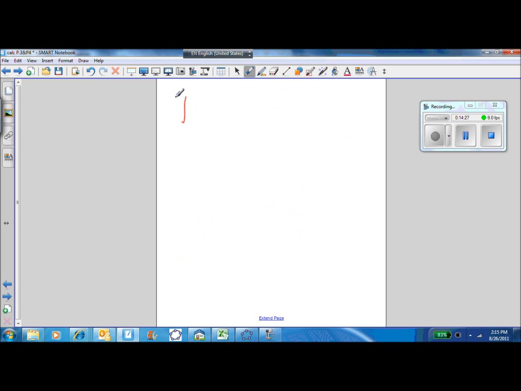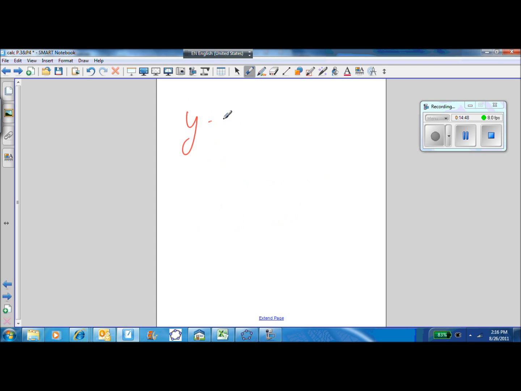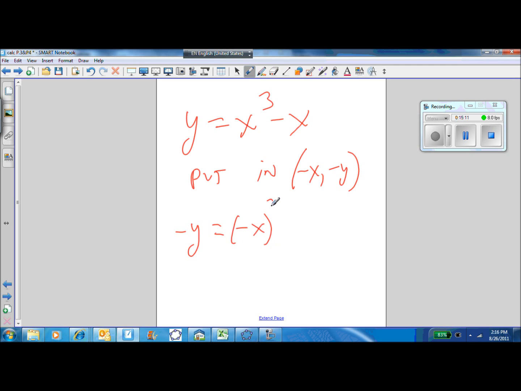And the test, so y equals x cubed minus x. This ends up being odd because if we put in negative x comma negative y, so we put negative y in for y, we put negative x in for x, then negative y equals negative x cubed plus x. We multiply through by negative 1, you get y equals x cubed minus x, which is what we originally started with. Okay?